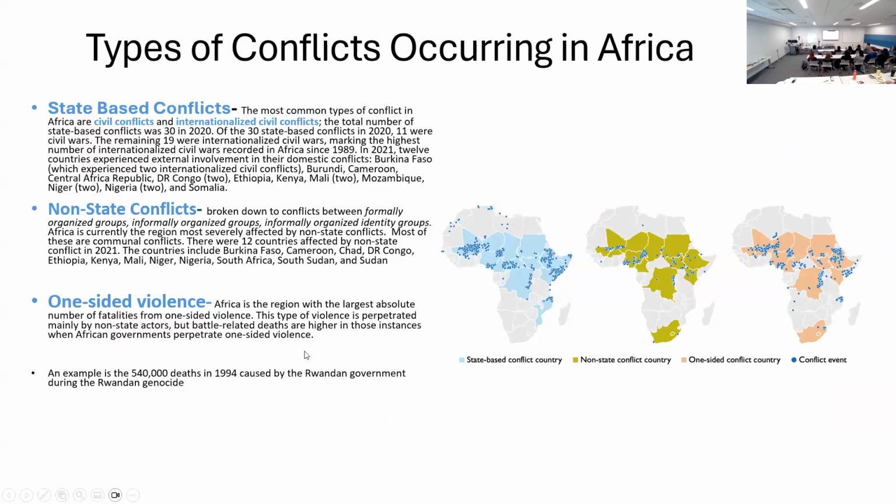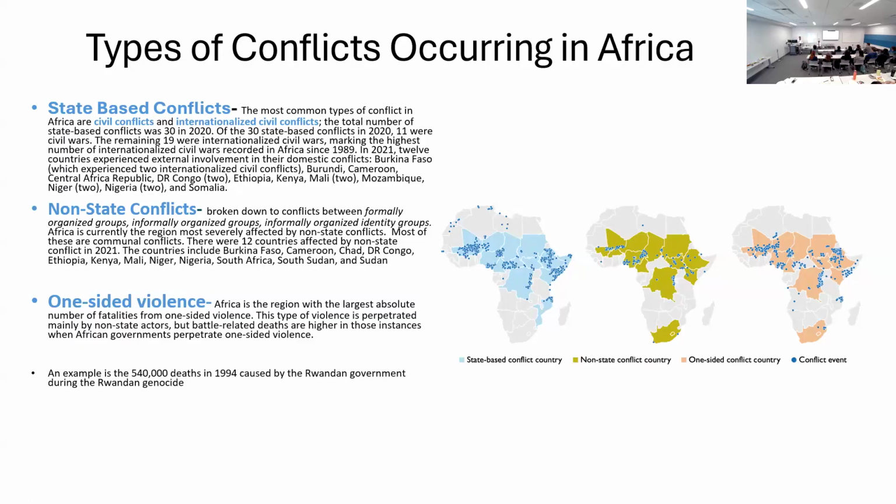If you just look at a map of Africa, where most of these state-based conflicts, that's in blue, non-state conflicts, that's in light green, or one-sided violence occurs, which is kind of in orange, you can see it's all in this similar region in Africa where there's a lot of instability. And we'll talk about why that exists. What is it that contributes to that?